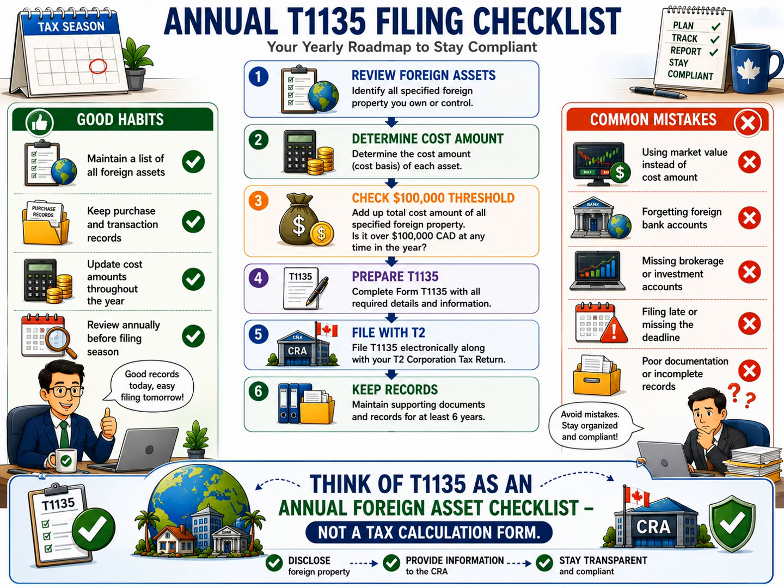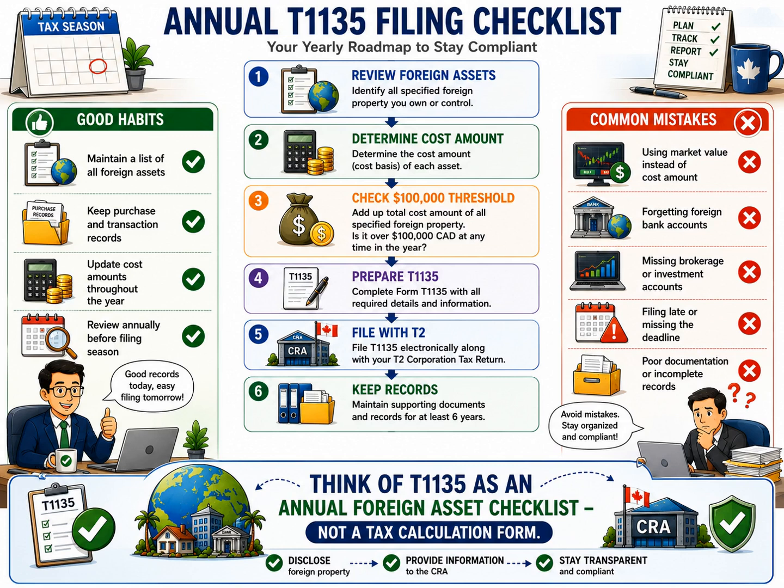Next, determine the cost amount of each foreign asset. Remember, the reporting rules are based on the cost amount under the Income Tax Act, not the current market value. Once you've identified the cost amount of each asset, add them together and compare the total with the 100,000 Canadian dollar threshold. If the total cost amount exceeds $100,000 at any time during the year, you will generally need to prepare Form T1135. The next step is to complete the form by entering the required information for each reportable foreign property.